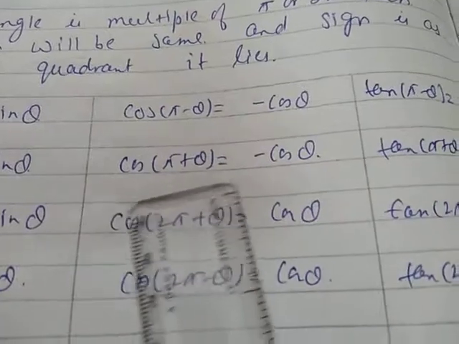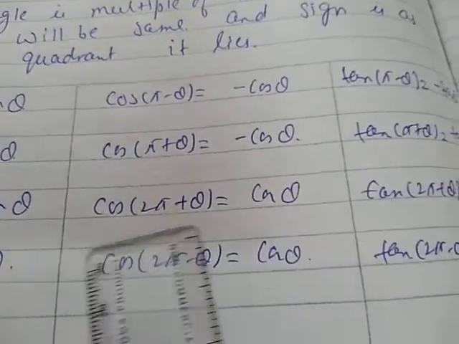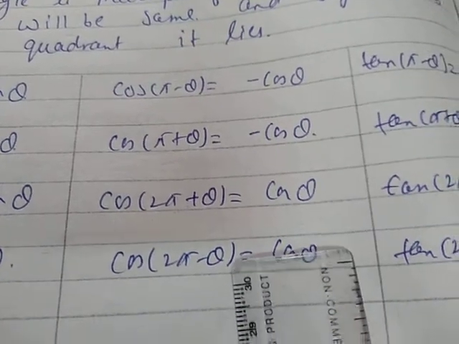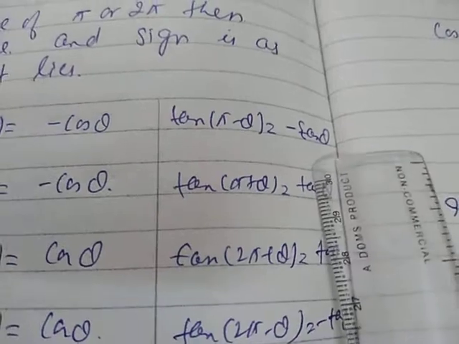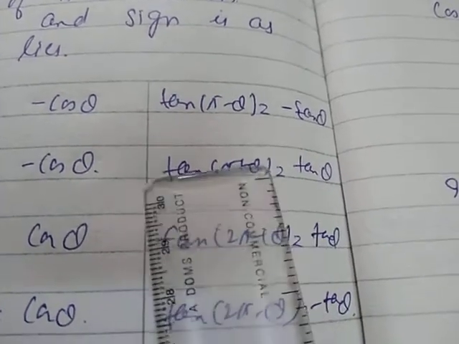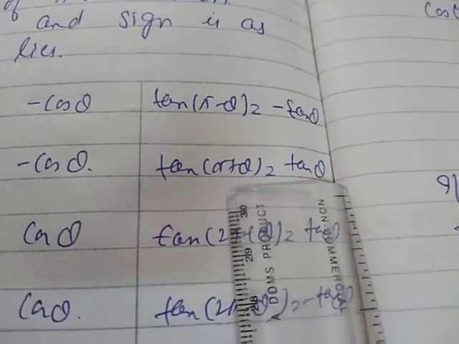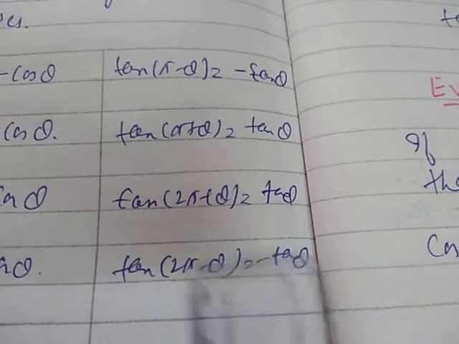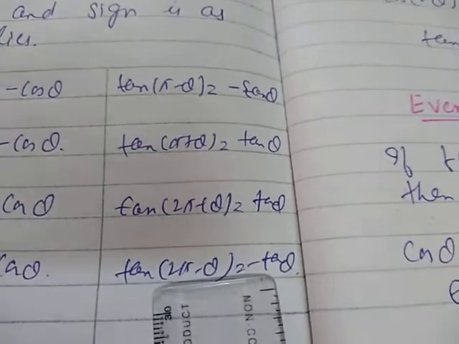Similarly, cos pi plus theta is minus cos theta, cos 2 pi plus theta is cos theta, cos 2 pi minus theta is cos theta. And here tan pi minus theta is minus tan theta, tan pi plus theta lies in third quadrant, tan is positive here. 2 pi plus theta, tan is positive here. Tan 2 pi minus theta is negative here because in fourth quadrant tan is negative.